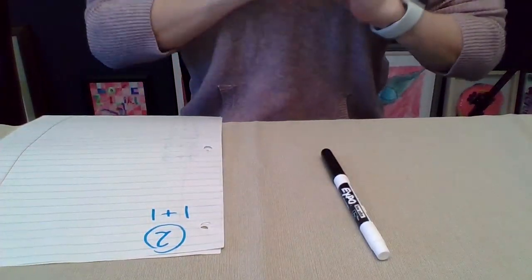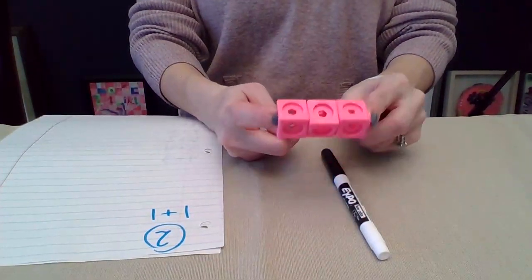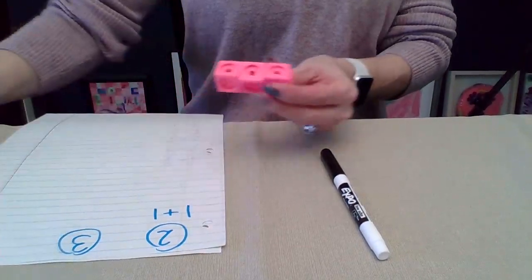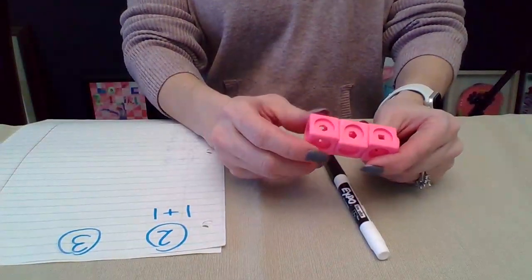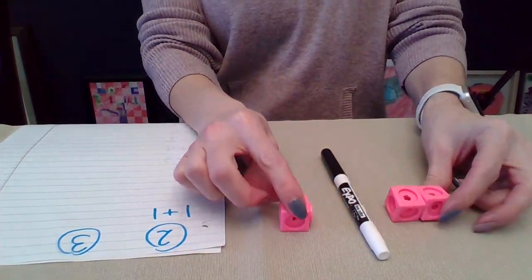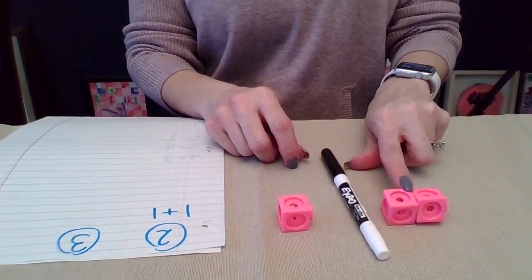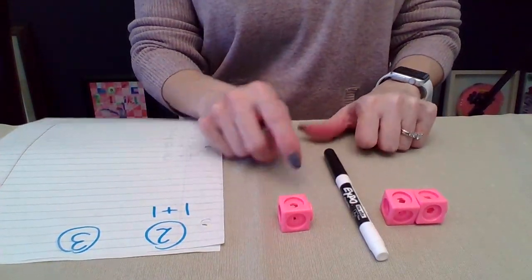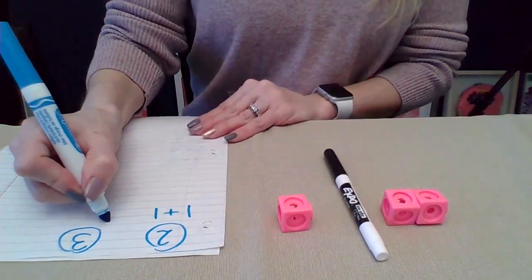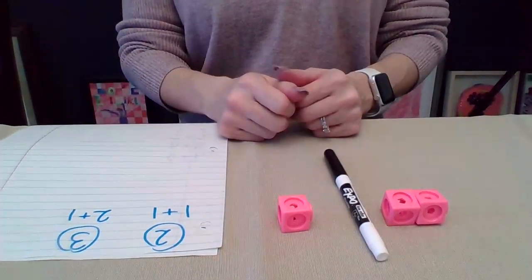3. Okay, so I have 3 cubes, and I want to show the ways to make 3. Okay, so I could do this. So I have how many here? I have 2, and how many here? 1. So 2 plus 1 equals 3. So 2 plus 1 equals 3.